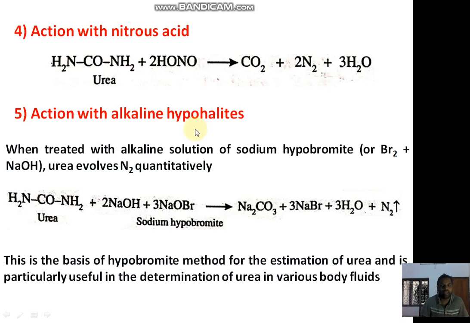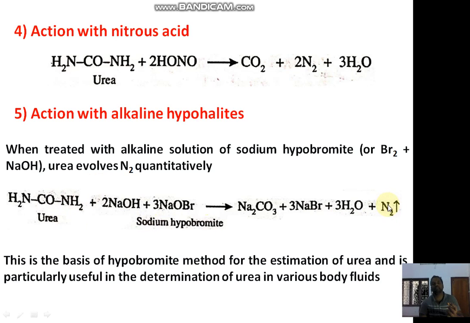Action with alkaline hypohalite. This is an important reaction. When treated with alkaline solution of sodium hypobromite, urea evolves nitrogen gas quantitatively. Means this nitrogen we can quantitatively analyze. Then this is the basis of the hypobromite method for estimation of urea, and is particularly useful in determination of urea in various body fluids. So to detect, or to quantitatively detect the presence of urea, we can use this method. Just react with sodium hypobromite and definitely we get nitrogen gas.